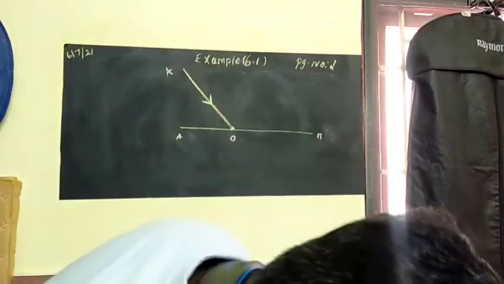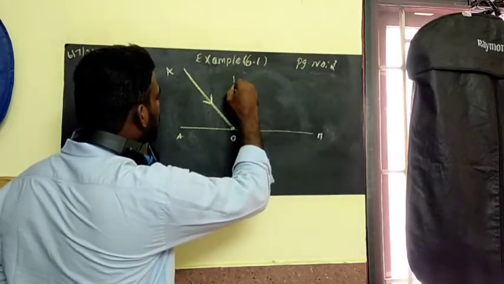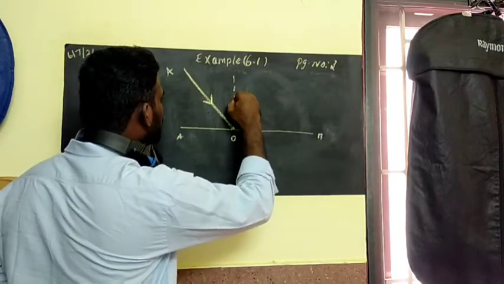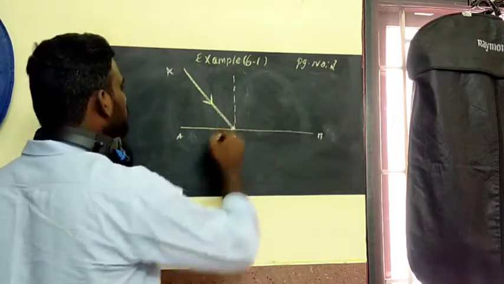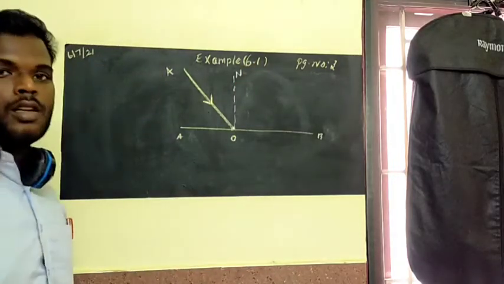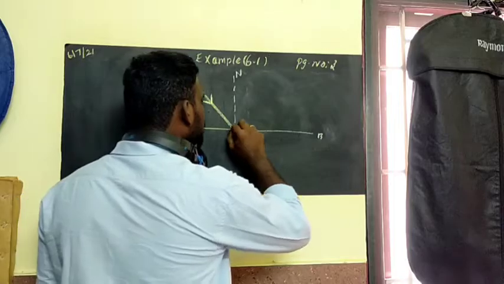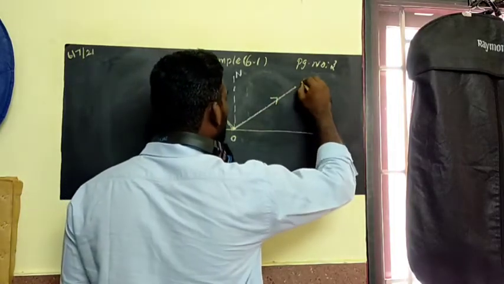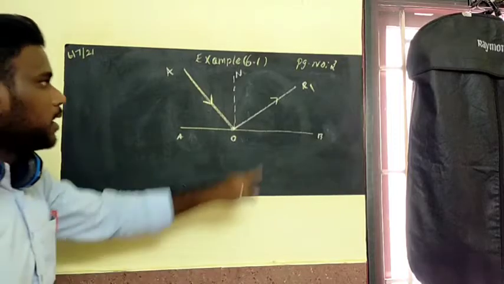And we know that at the point of incidence we have to draw a perpendicular line. This is called a normal. So for this incident ray, what will happen? This will be the reflected ray. I can take it as R1. There is a normal.